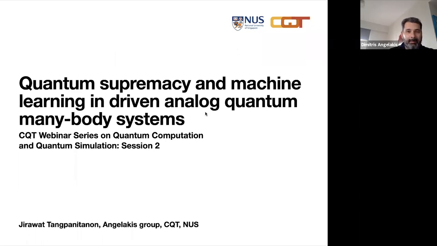So let's just start. This is the second talk in the series on quantum computing and simulation, organized by my group. This time we have somebody from our own group. Last time we had a talk on optimization from the Google group. This week we'll try to review what we have been doing in the group the last year or so on analog quantum many-body systems, and how, instead of using digital approaches, you can use analog approaches to do supremacy and also useful tasks.